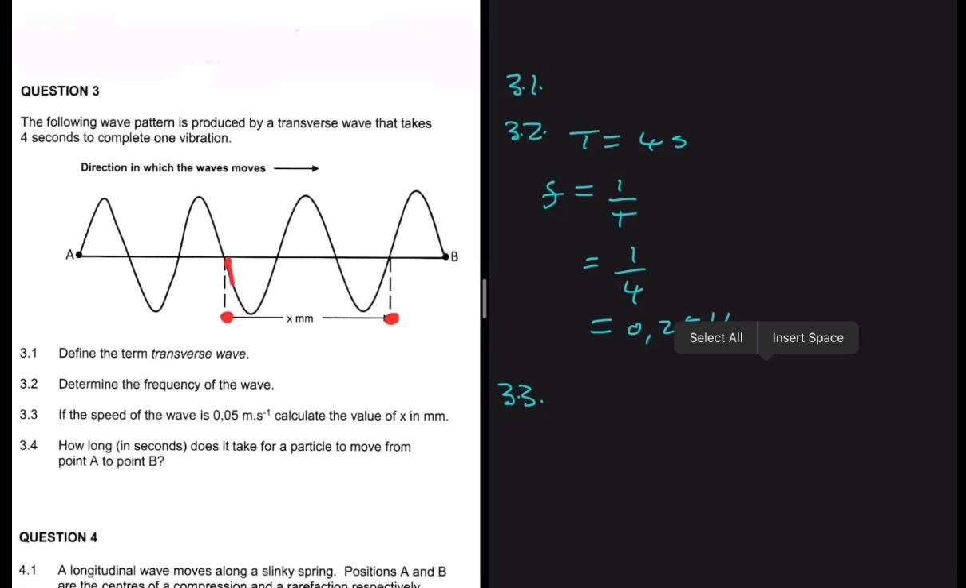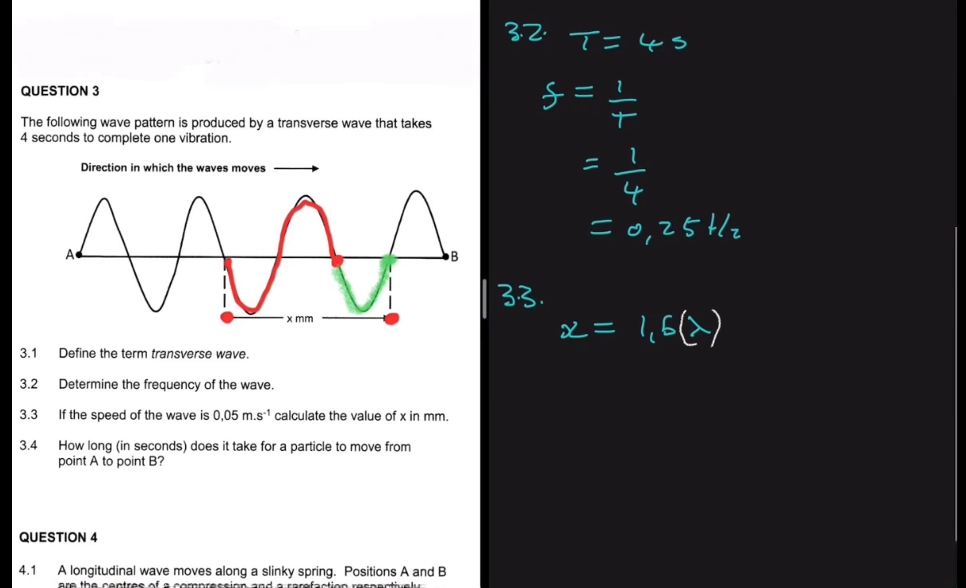So from here, if we keep going to this point, we have one wavelength, right? And then from that point to this point, we have half a wavelength. So we can say that x is equal to 1.5 wavelength, right? We can see clearly from the sketch that x is indeed 1.5 wavelength. So if we calculate the wavelength, then we can just substitute the wavelength here and determine the value of x in millimeters, right? So let's go ahead and do that.